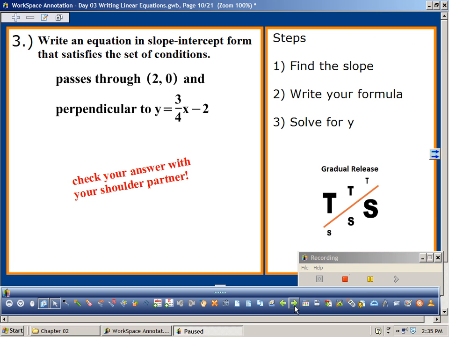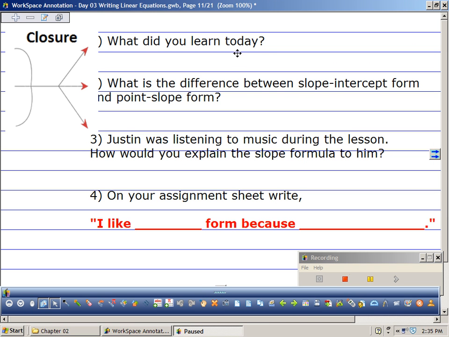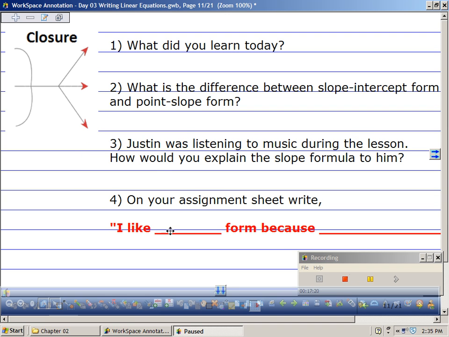All right, so let's talk about what we did. What did we learn today? Writing equations, right? What is the difference between slope-intercept form and point-slope form? Somebody raise their hand and tell me, what's the difference between point-slope and slope-intercept? Yes. Point-slope, it takes you directly. Slope-intercept, you have to solve for b and then plug it back in, right?